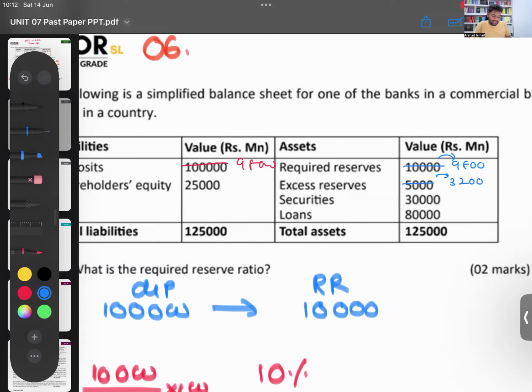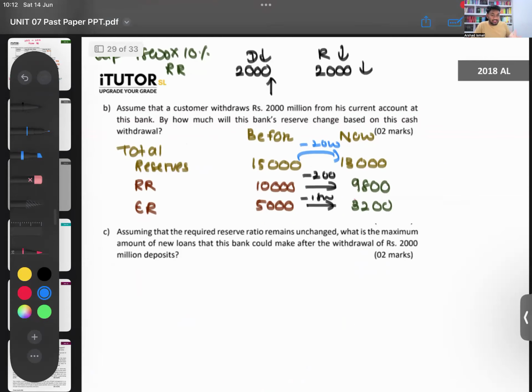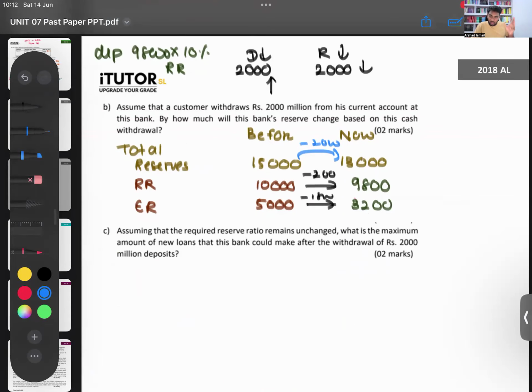Since the question is giving a breakdown, you can also break it down and give. You can say because of this withdrawal, total reserves will fall by 2,000. But as a result, this is your new required reserve and this is your new excess reserve. So required reserves have fallen by 200. Excess has fallen by 1,800. And that's done.